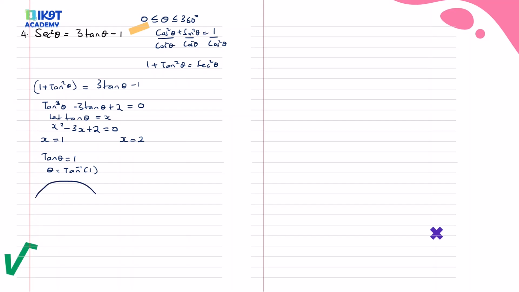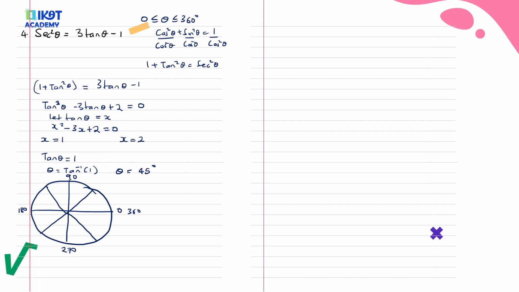So I'm going to draw this. Zero, 90, 180, 270, 360. Then now I label my angles. So theta is equal to tan inverse of 1. What is theta? Theta is 45 degrees. Sorry, I didn't write that. So here this is 45, this is 45, this is 45, and this is 45.